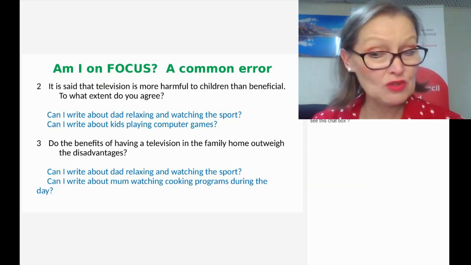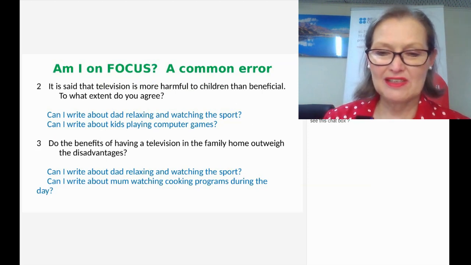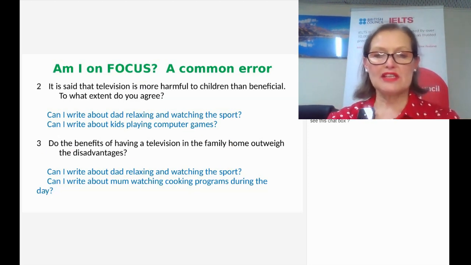Can I write about the children? Yes, I can. Okay, good. So we've done these. I lost my formatting there, so I'll just skip those two. And I'll skip that one. All right, so let's have a look at this.